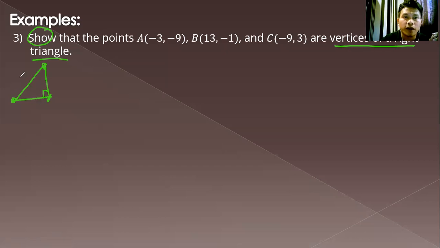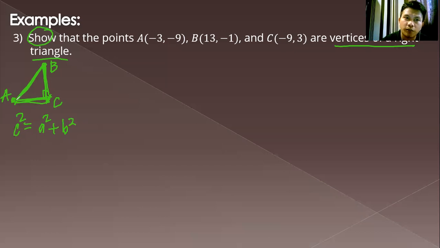If we have here, for example, this is A, this is B, and this is C, your plan is to get the distance of each vertex: get the distance of AB, BC, and AC. The second thing to verify that this is a right triangle is to check the sides using the Pythagorean formula: the square of the hypotenuse is equal to the sum of the squares of each leg, that is, a squared plus b squared.